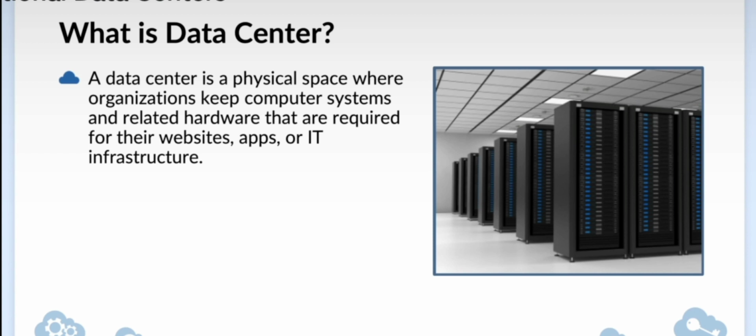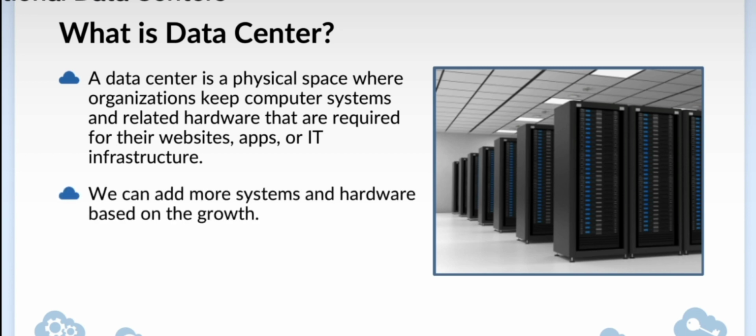Now you will also hear about traditional data centers and on-premises. Don't worry, these are all the same. The terms data center, on-premises, and traditional data center are used interchangeably. So a data center is all about big computers and related hardware that are required to run a website or an app. You can add more systems and hardware based on the growth of your company.